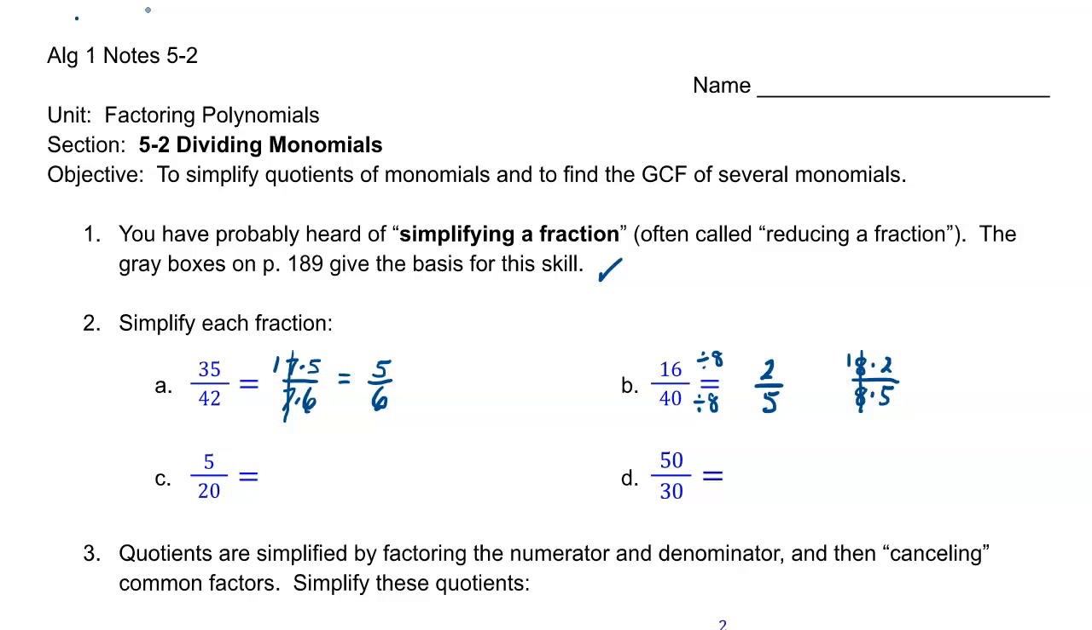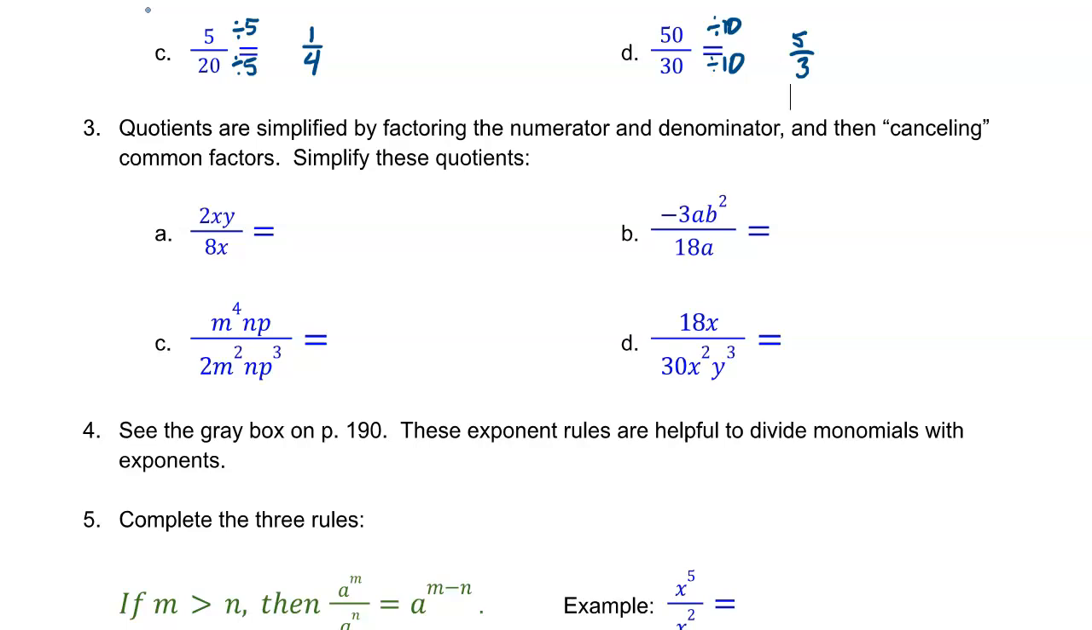Question C, numerator and denominator are both divisible by 5. That number I'm dividing by is called the GCF of the numerator and the denominator. This makes 1/4. Okay, question D, both numerator and denominator are divisible by 10, and this makes 5/3. Your calculator does fractions, and your calculator automatically simplifies fractions. So as long as there's no variables, if you're just working with coefficient numbers, then you can do these all on a calculator.